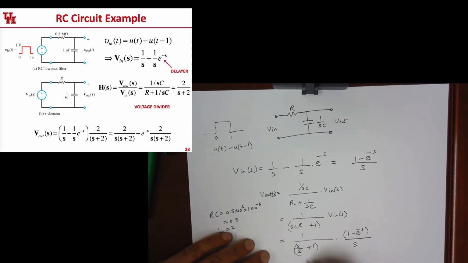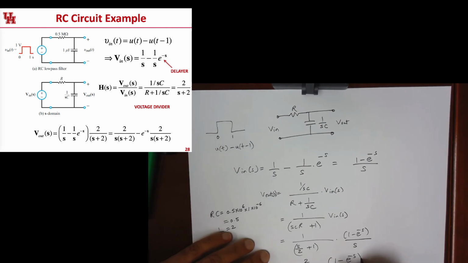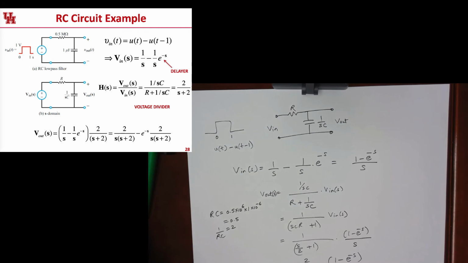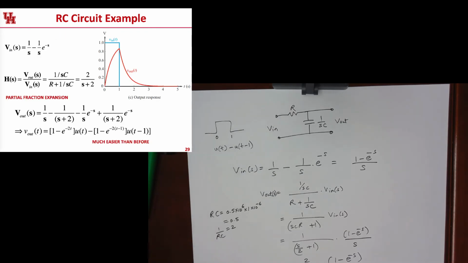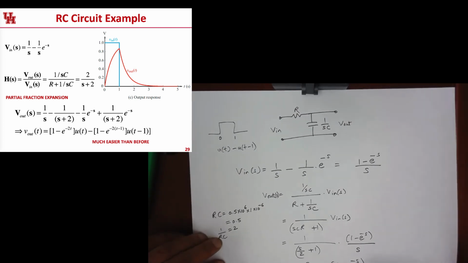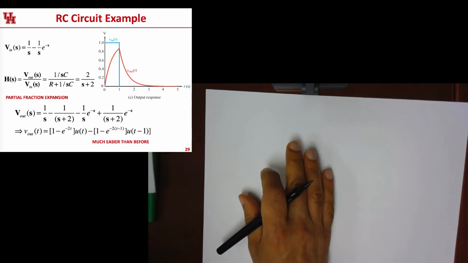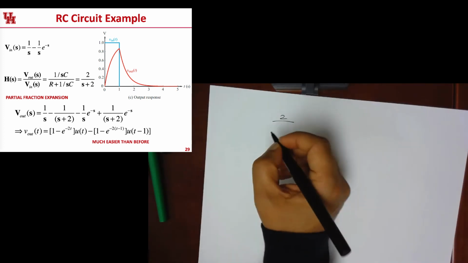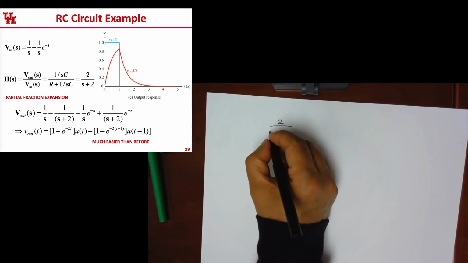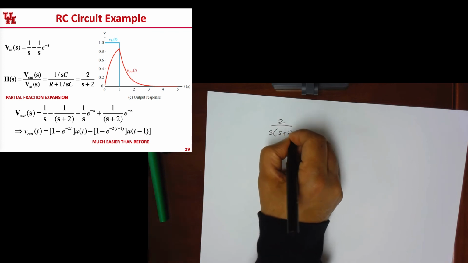So this is given by 2 divided by S times (S plus 2), times (1 minus e to the minus S). So we can now inverse Laplace transform this much more easily, right? So first let me start out by finding the partial fractions for 2 divided by S times (S plus 2), right?